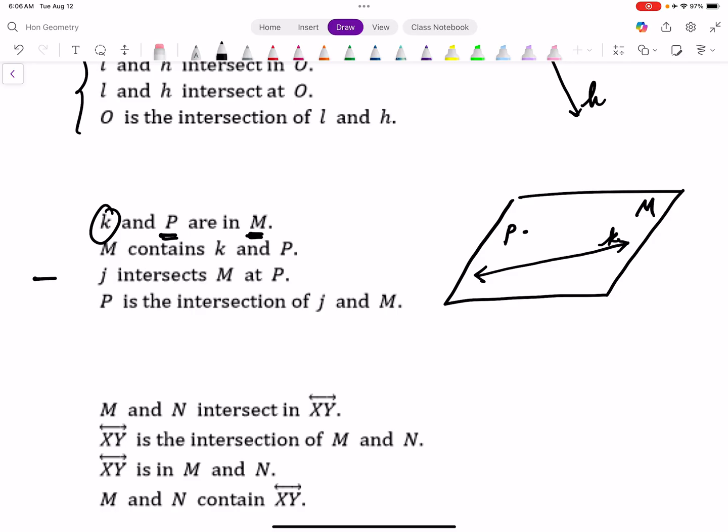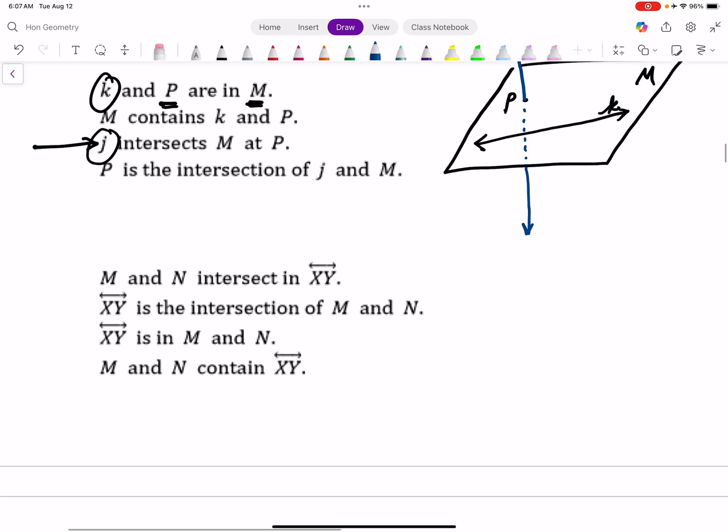Oh, got a new part. J, which looks cursive, that's a line. J intersects M, the plane, at point P. So we only want it to intersect at point P, which means it can't be in the plane, because if we just drew some line in the plane, then the intersection of that line and that plane are all the points in that line. So we need it to run through the plane, and we're going to call that line J. So P is the intersection of J and M.